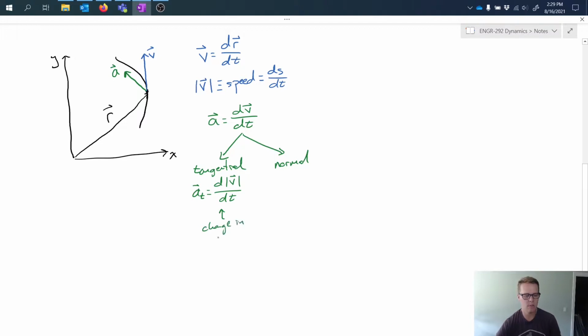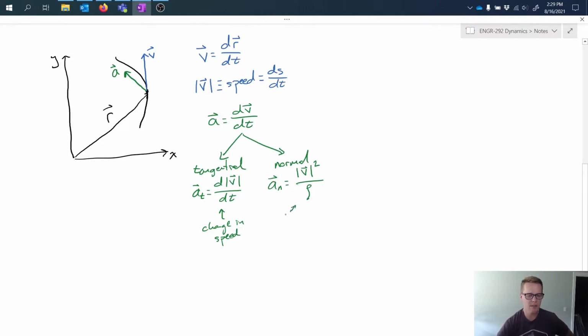Change in speed. And we can define the normal direction using this equation. Again, magnitude of the velocity vector squared over rho. And this equation comes from the vector derivative that we would take of velocity in order to arrive at these two components. Again, the dynamics textbook would walk you through how to do that, but it's actually, to me, not terribly important. So we're just going to use this equation as that normal acceleration.